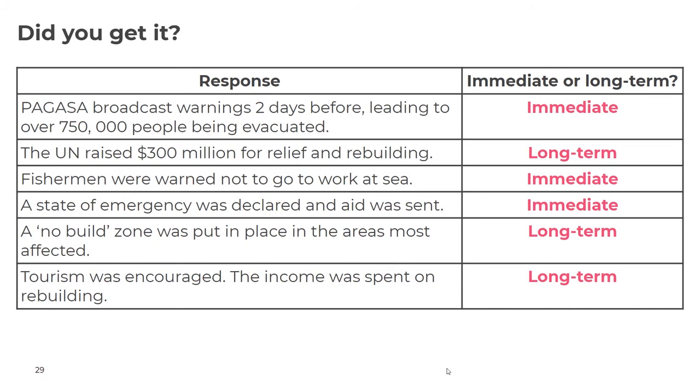So aid, for example, shelters, medical supplies, water and food supplies were sent from other countries to help and support the Philippines. A no-build zone was put in place in the areas most affected, long term, and tourism was encouraged. The income was spent on rebuilding. That was also long term.